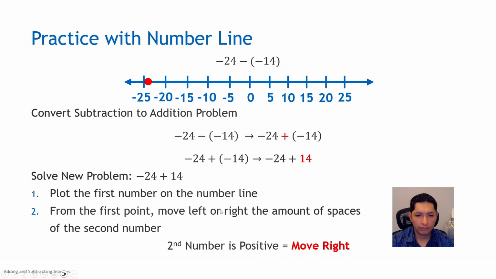I move 5 spaces to the right because the second number is positive. So I move 5 spaces, that's a little bit to the right of -20. Another 5 spaces, that's one value to the right of -15. And then 4 spaces. And that lands me at -10.